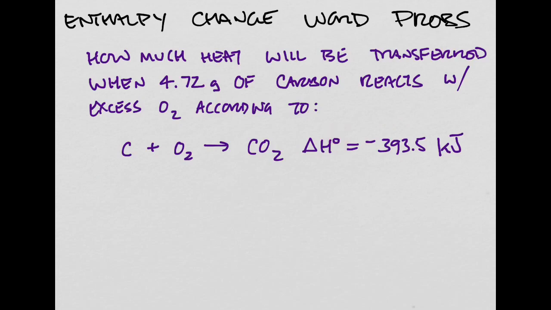The little degree sign here indicates that this is happening at 25 degrees C and 1 atmosphere, which are standard conditions associated with these kinds of word problems. So it's not going to be too difficult for you to figure this out. It's simply a matter of doing a stoichiometry problem here, because we now have an equivalency that 1 mole of carbon is going to release this many kilojoules of energy. But of course, we don't have 1 mole. We have 4.72 grams of carbon.